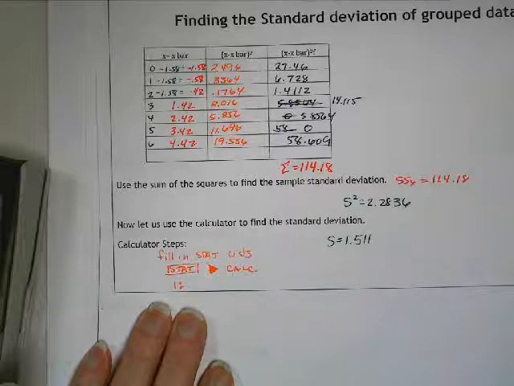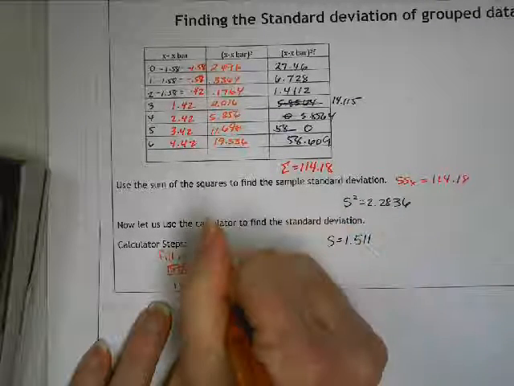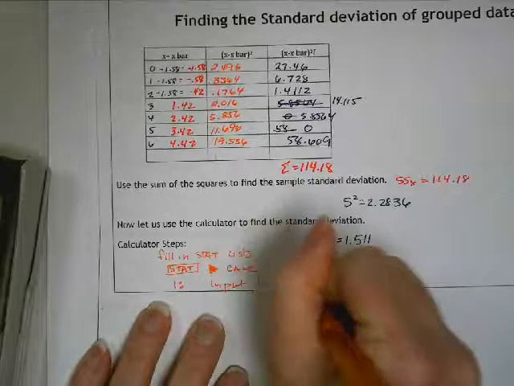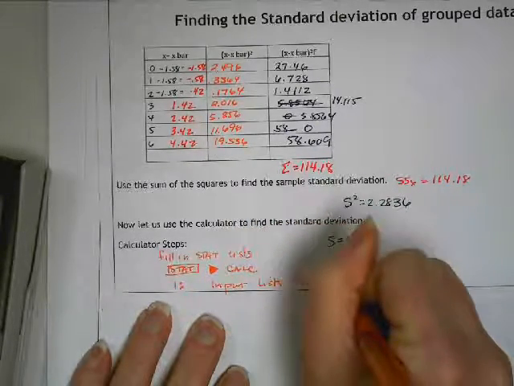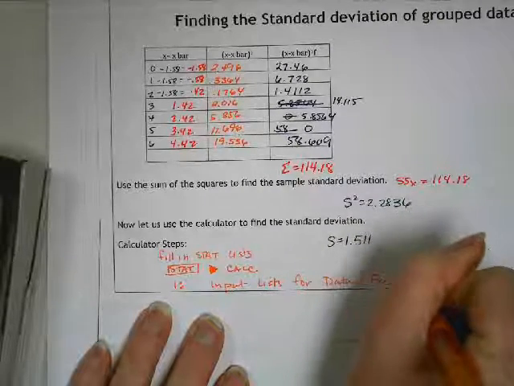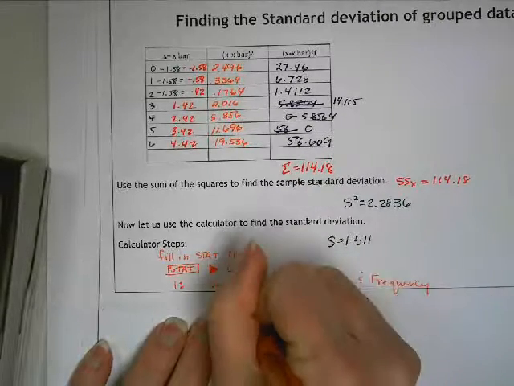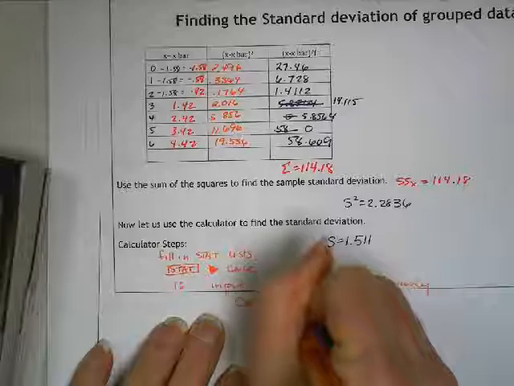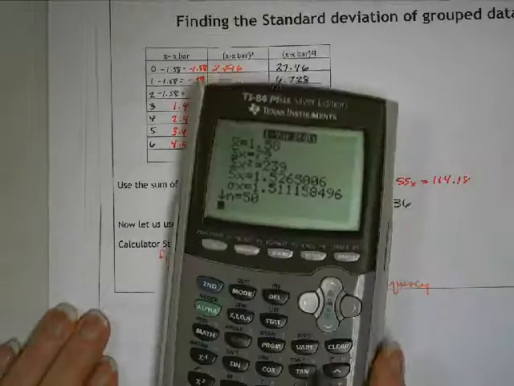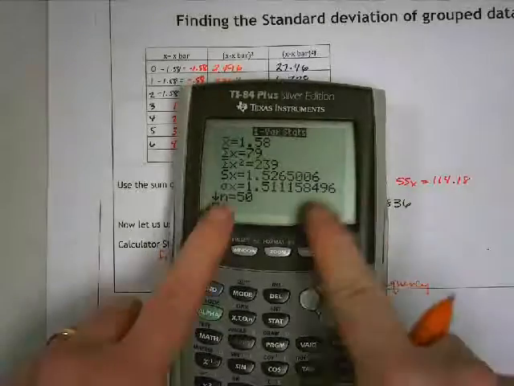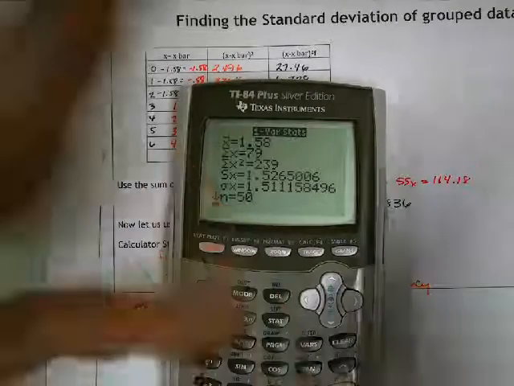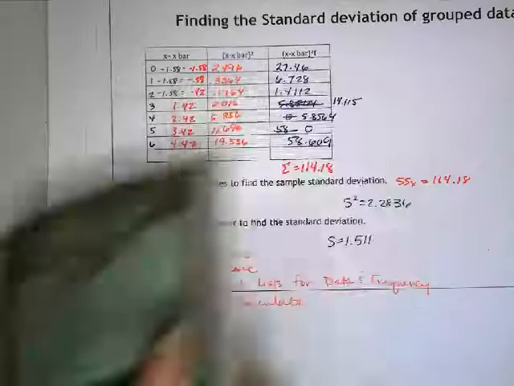Then make sure the input lists are for data and frequency, and then calculate. And when you do, you'll see right here, there's my standard deviation, 1.511. This is exactly what we got when we did it by hand. All right, there you go.